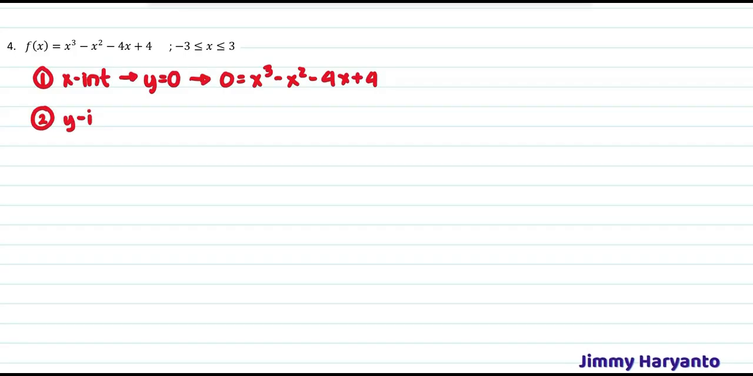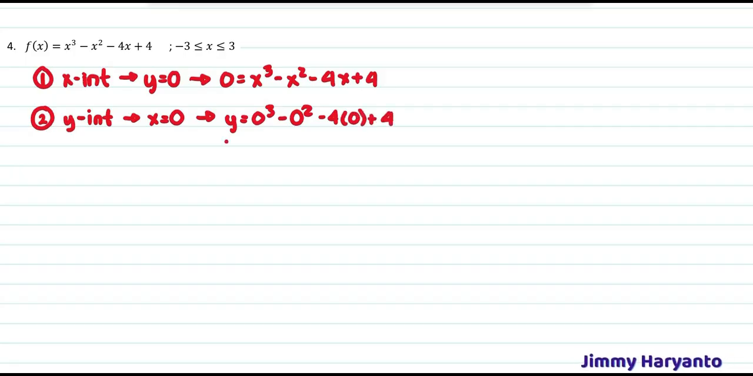Okay, next is the y-intercept. For the y-intercept, I think you can calculate this. So x equals 0, so y equals 0 to the power of 3 minus 0 squared, minus 4 times 0, plus 4. That means y equals 4. From this calculation, we got (0, 4) as the result. And then because this is x to the power of 3, we will need other points to help us draw later.